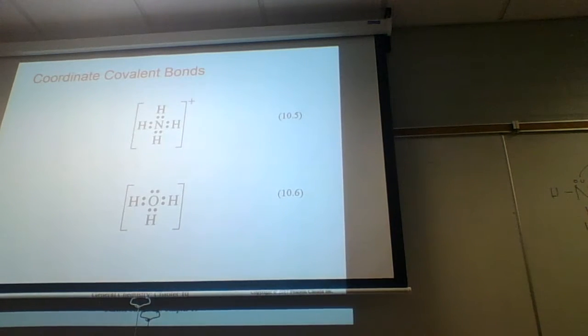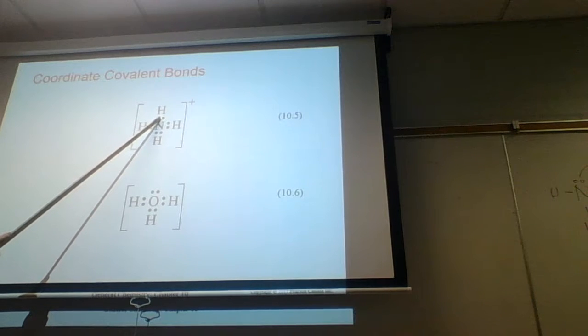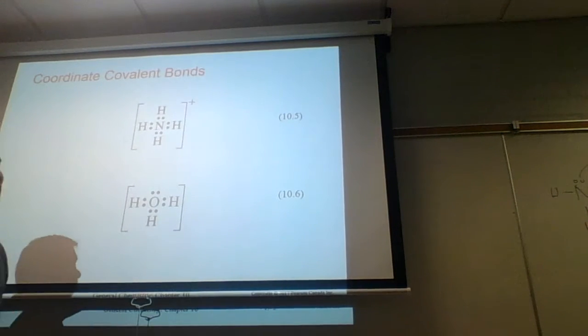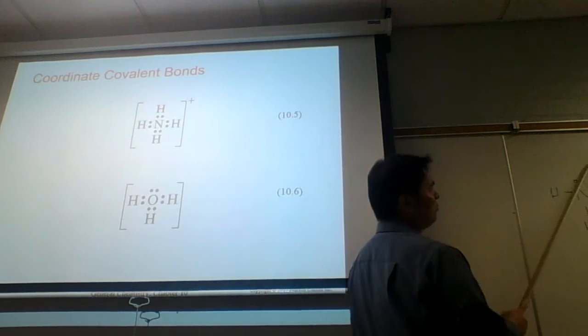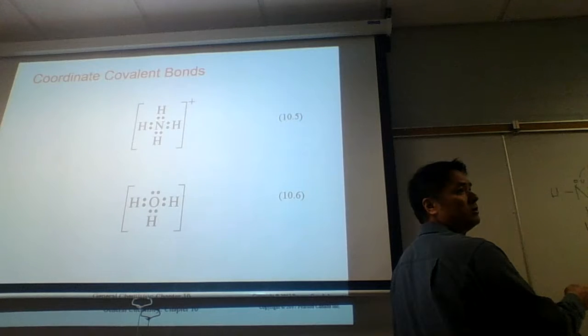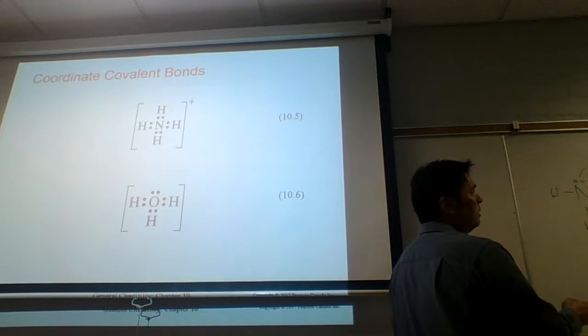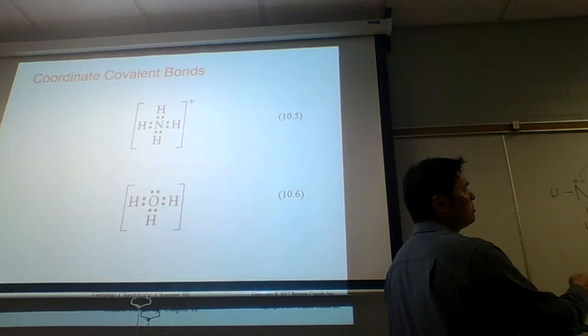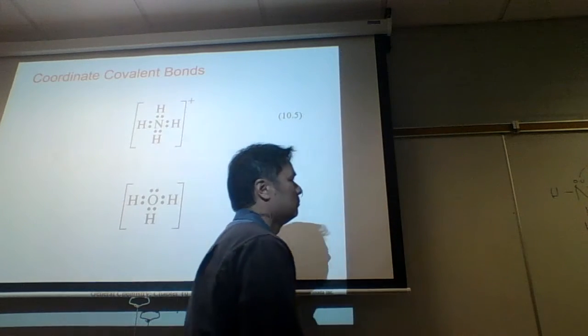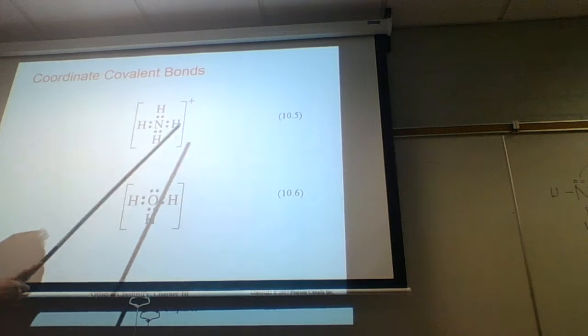So in ammonium, we have a coordinate covalent bond that formed up here. Once the bond is formed, you can't tell the difference. So once I have this bond formed here, these 4 bonds look exactly the same. There's no difference between them. The only difference is the origin, how it was made. But once it's made, it's the same as the other 3. And so that's an example.